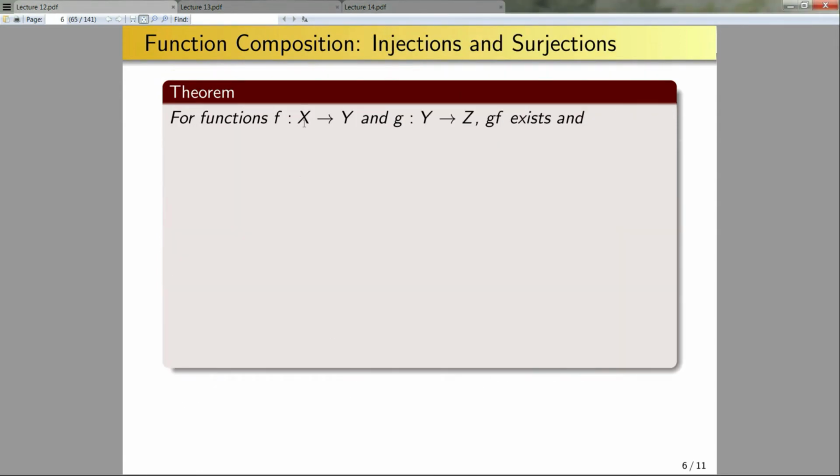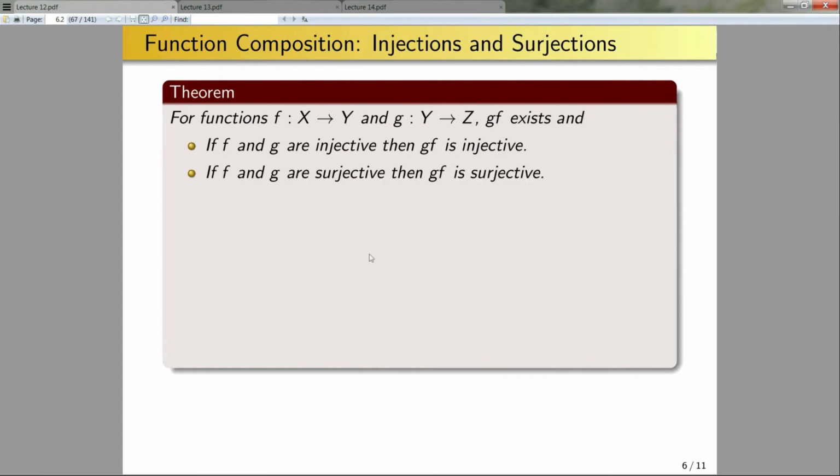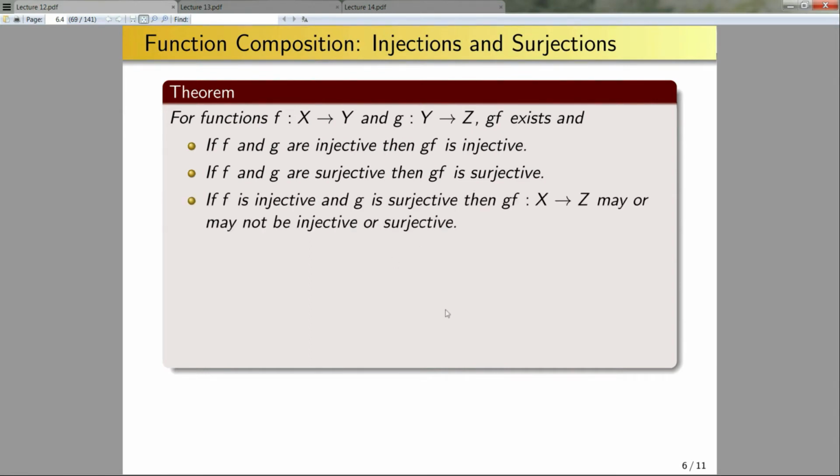So, for functions f mapping from x to y and g mapping from y to z, gf exists, and I'm now going to mention a bunch of things that are true if either f or g are surjections, injections, or bijections. So, if f and g are both injective, then gf will be injective. If f and g are surjective, then gf will be surjective. If f is injective and g is surjective, then gf taking x to z may or may not be injective or surjective. So before I go on, let's examine this in detail by drawing a picture in Paint to see why the composition may or may not be injective or surjective.